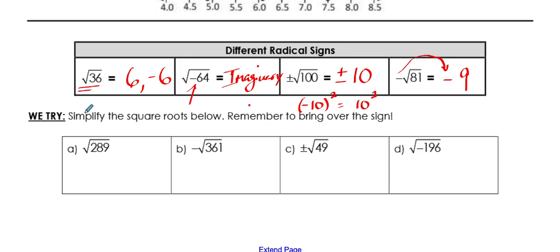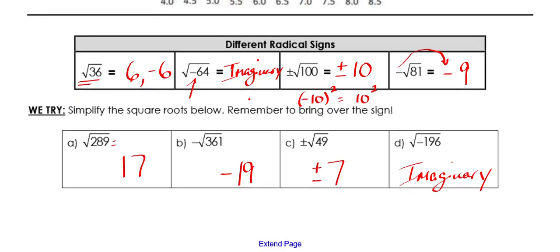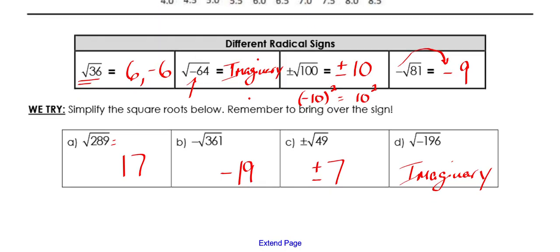We're going to go through each of these really quick. Square root of 289, I'm just going to do that in the calculator. That is 17. Square root of 361 is 19, but it has a negative sign out in front, so that's negative 19. Plus or minus, the positive and negative version of the square root of 49 is plus or minus 7. And then this one is imaginary. We cannot do the square root of a negative number. Not yet, at least. In high school, you'll learn about that. For now, we'll just call that imaginary. Hope this helps.